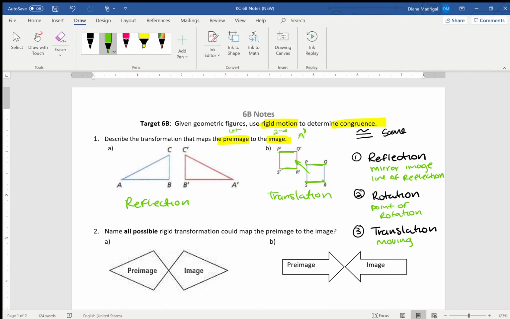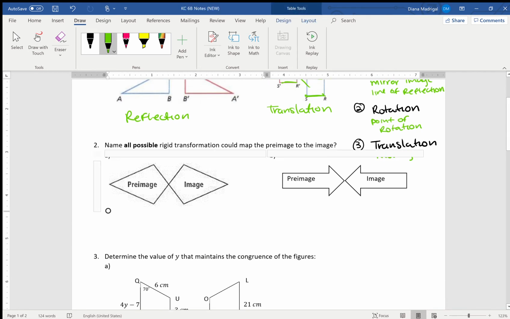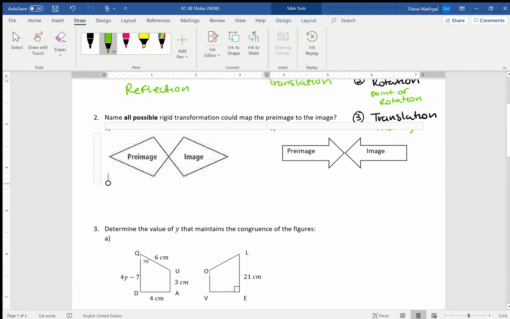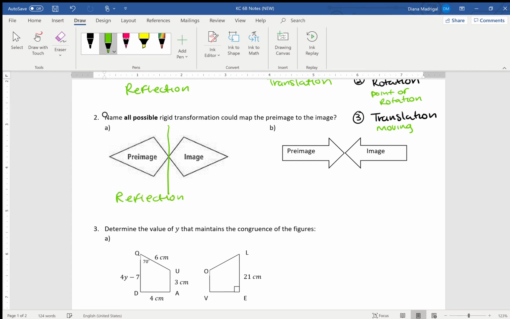Okay. Number 2, name all possible rigid transformations. When you have "all possible," it means that you can have more than one rigid transformation. If you notice for the images here, we have a reflection. Again, you can do the mirror image here. And you can also have a rotation based on the point in the middle. You'll notice that if you rotate, you're going to end up like this. So it could also be rotation.